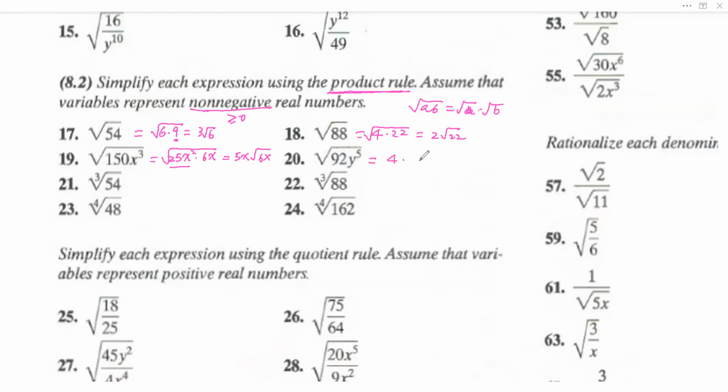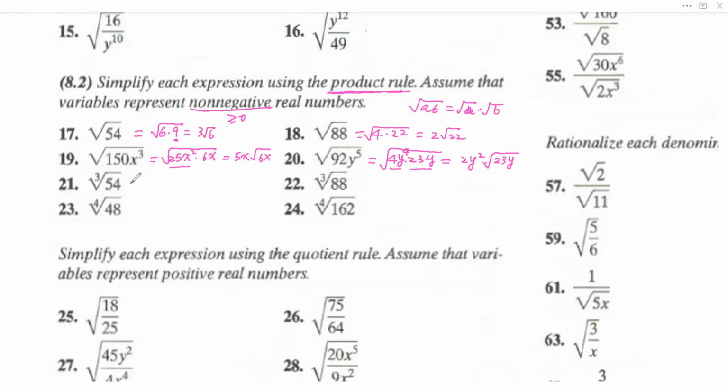What about this part? 4 times 23, right? So y to the power 4 and times y. So we can just break it like this. So after the square root, you can see the left part, I mean this first factor, became 2y squared and 23y square root, right?